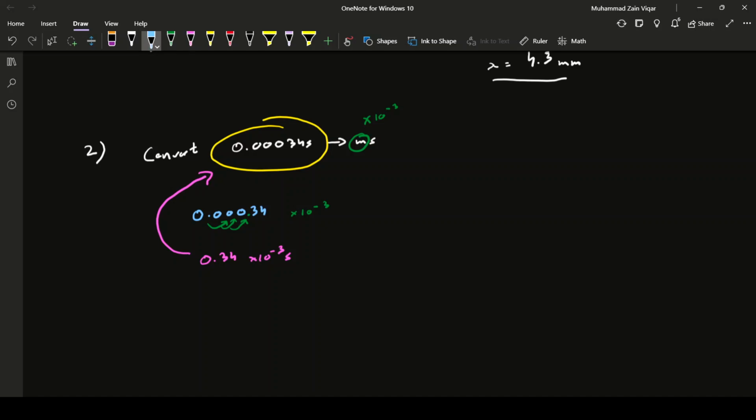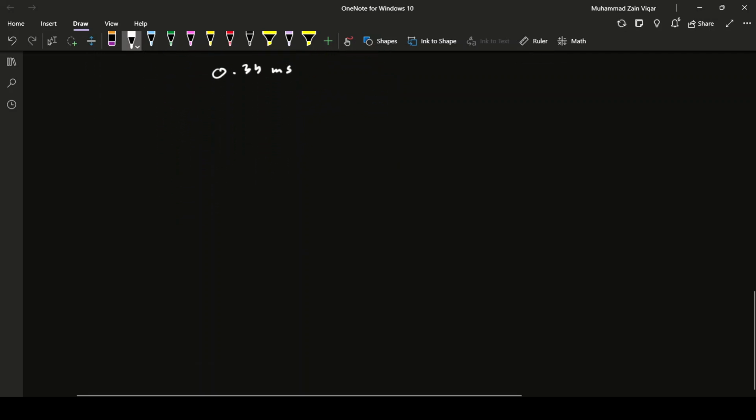Now what we do is we change this with the term milli. We change this with milli, which represents a power of times 10 to the power negative 3. So we get 0.34 milliseconds. That's how this question is done. This is an alternative way as well, which you could try, but I personally prefer this way.